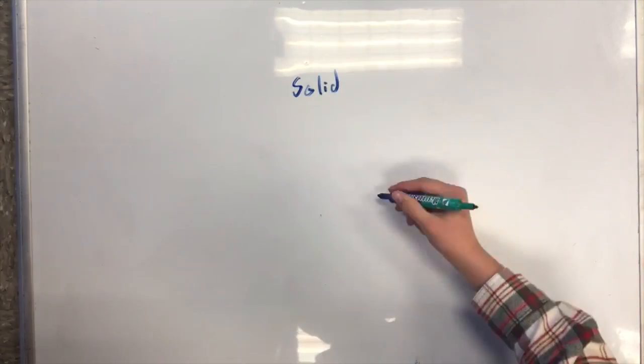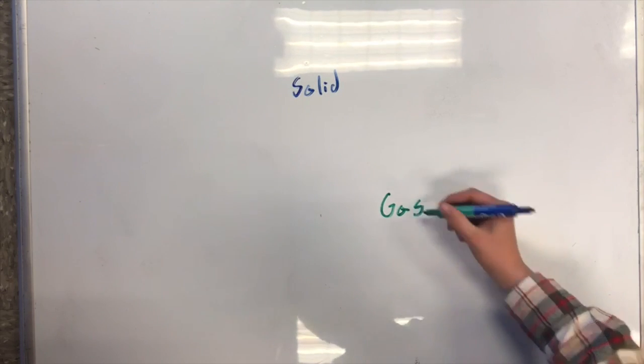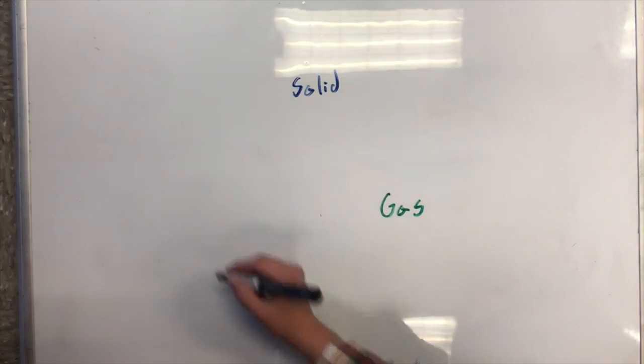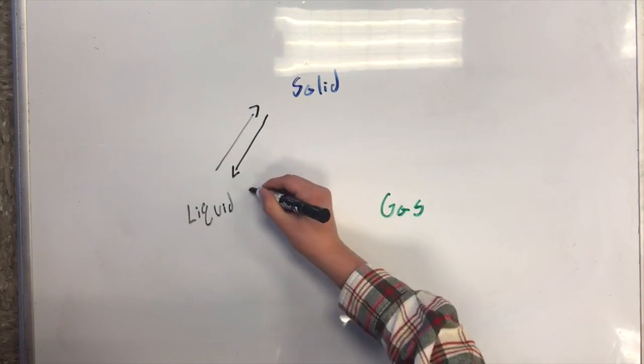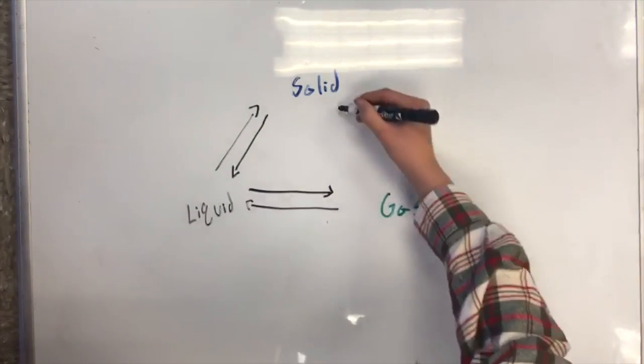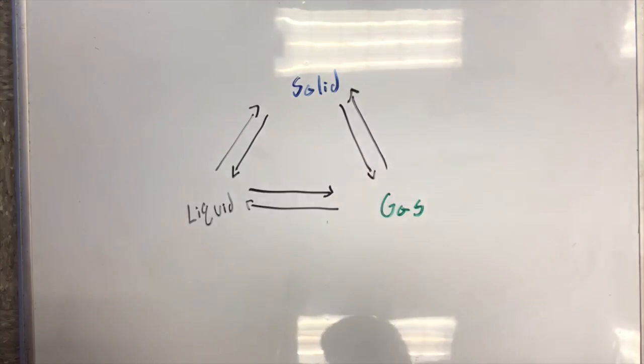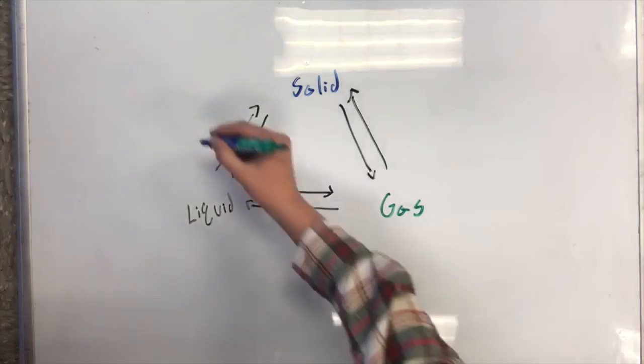Next, we'll be talking about the processes that atoms can use to change between the phases. So we have our three: solid, gas, and liquid. A solid can turn into a liquid using a process called melting, and a liquid can turn into a solid using a process called freezing.